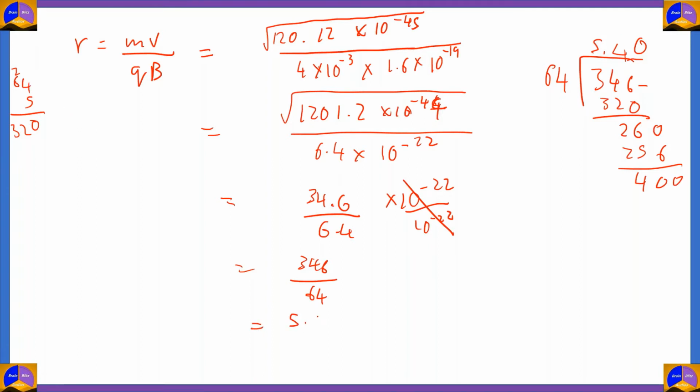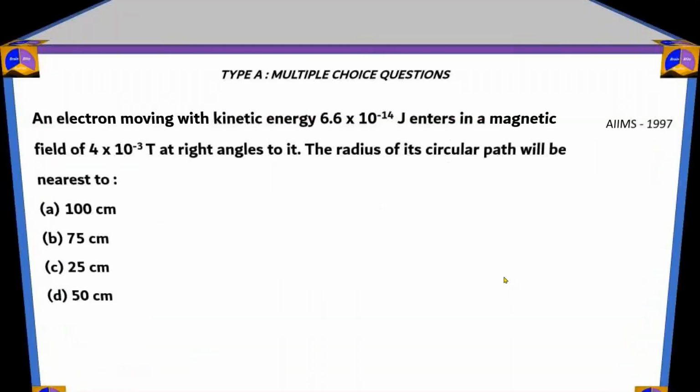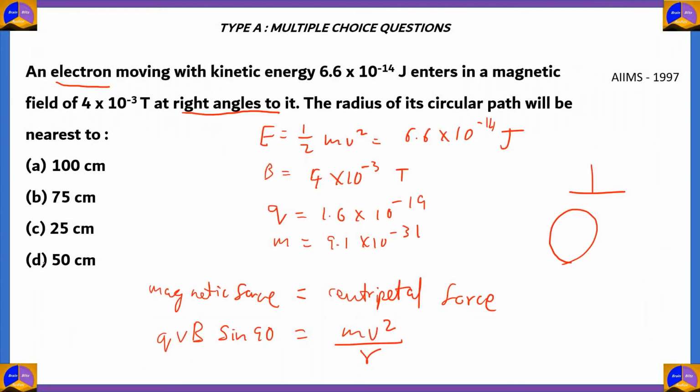So this is 5.40 meters. So when you multiply by 10, you'll get 54 centimeters. So that is close enough to 50 centimeters. So we're asked to find out the approximate value. So in this case, the approximate value will be option D, which is 50 centimeters.